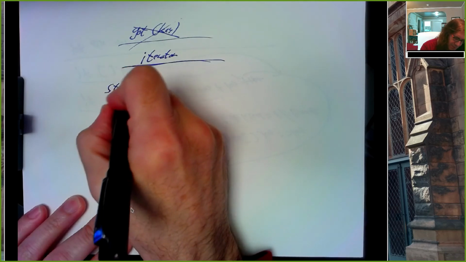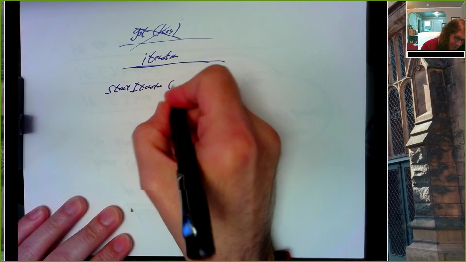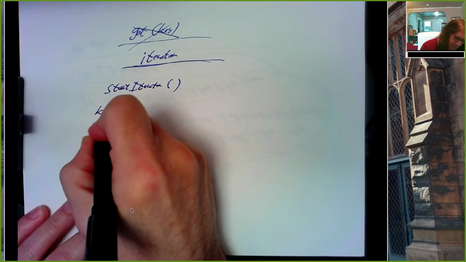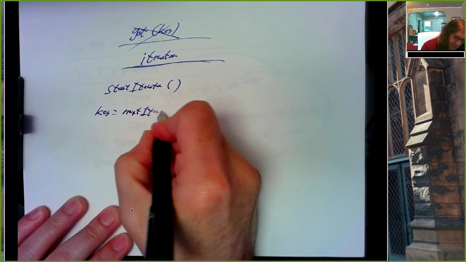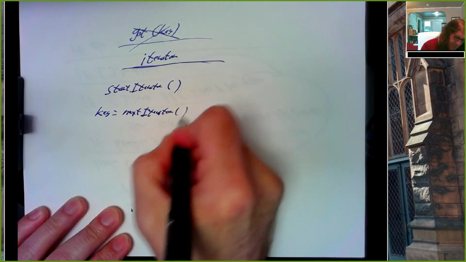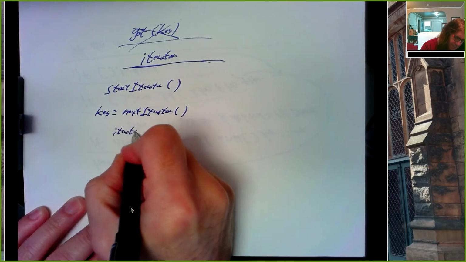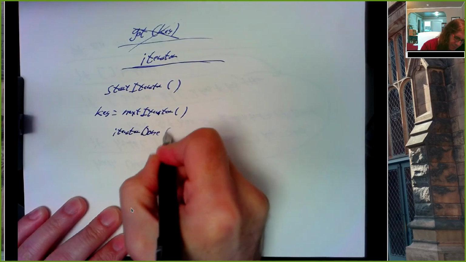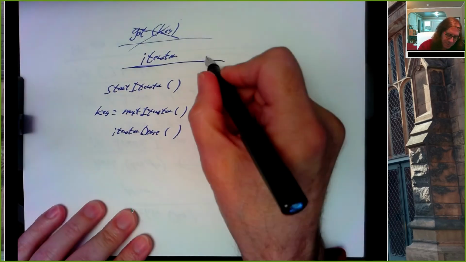So we could do something like start iterator, and then key equals next iterator. And maybe an iterator done function. So yeah, like a for loop. So this would probably be more like a while. So here's what we could do from our main program.